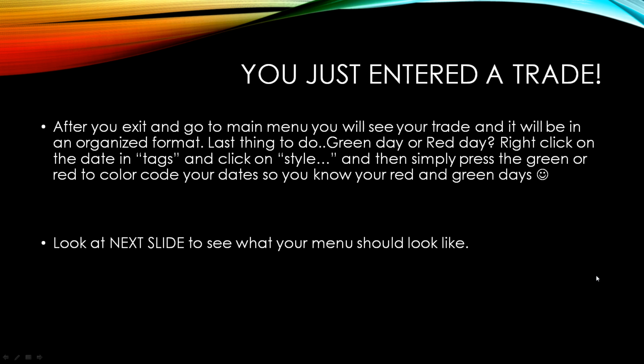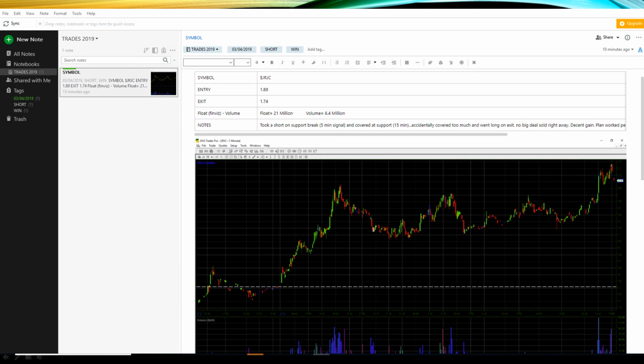You just entered a trade. After you exit and go to main menu, you will see your trade and it will be in an organized format. Last thing to do, green day or red day. Right click on the date in tags and click on style. Then simply press the green or red to color code your dates so you know your red and green days. Look at the next slide to see what your menu should look like.